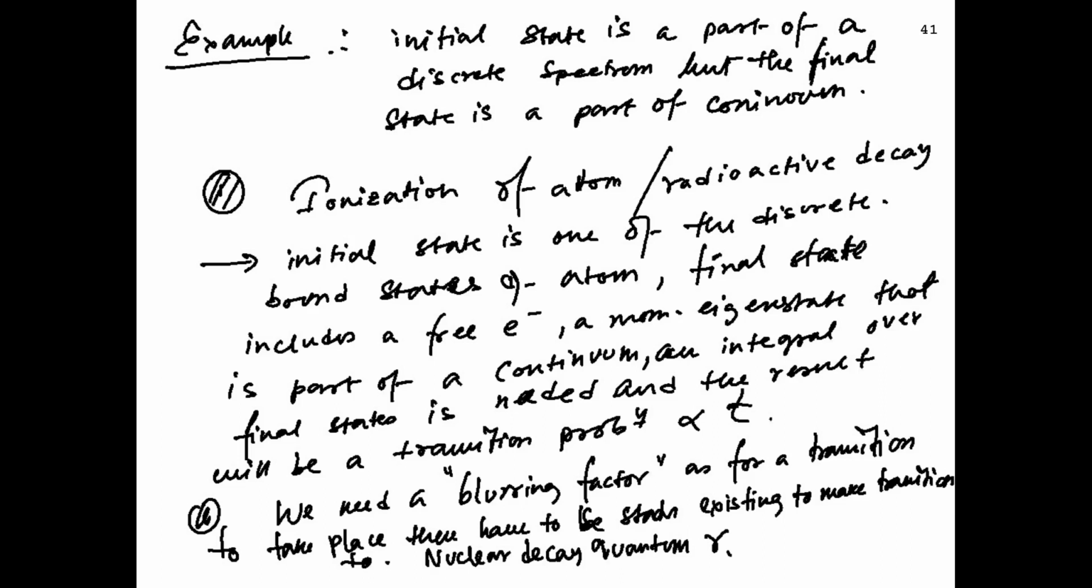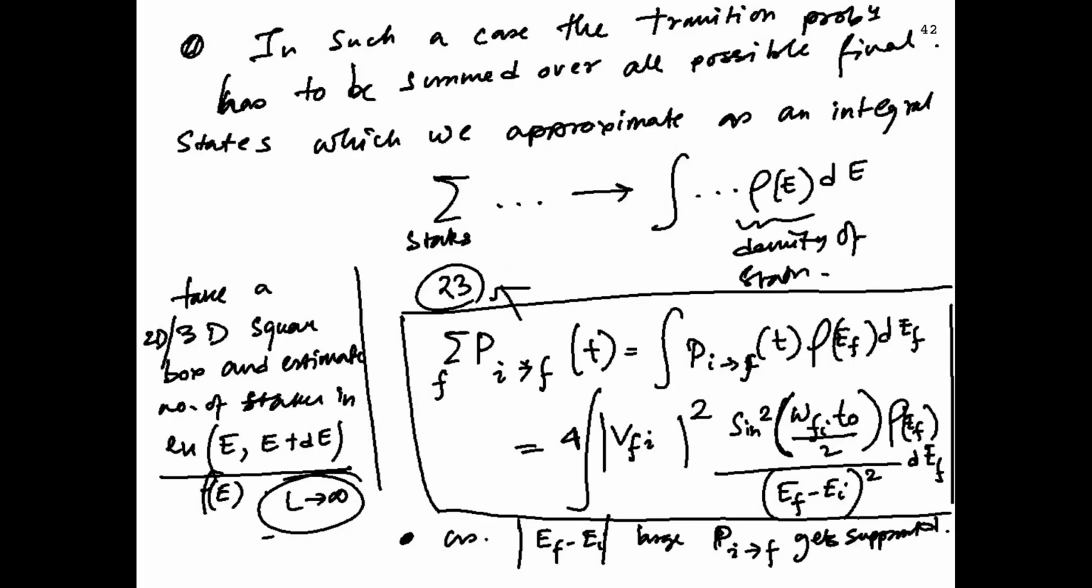For the transition to take place, there have to be a number of states existing where the transition can happen, can be allowed, and that gives us this blurring factor, and we will see how it solves this quadratic time problem.